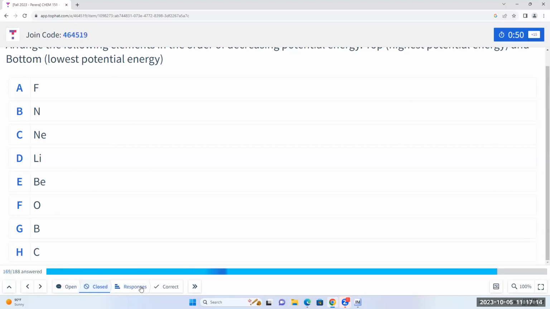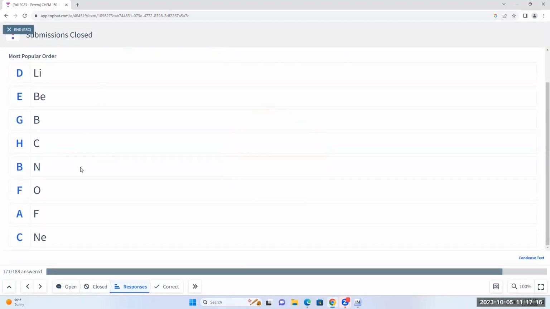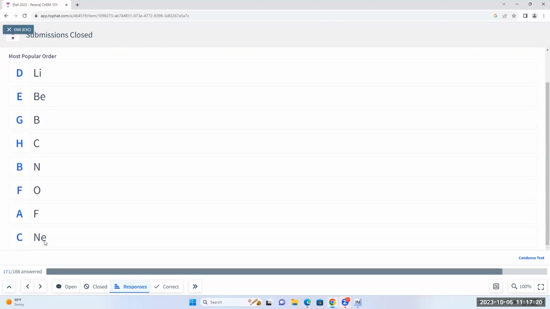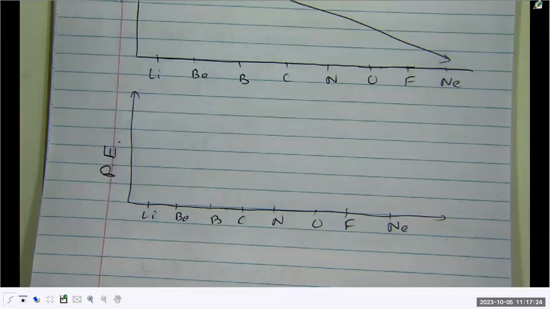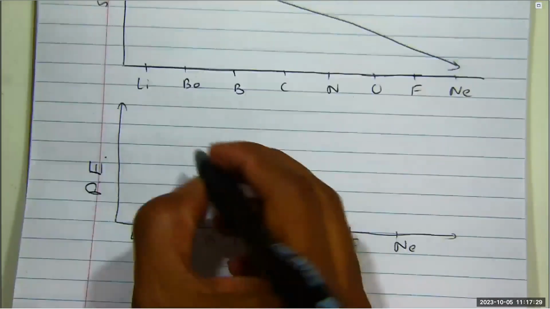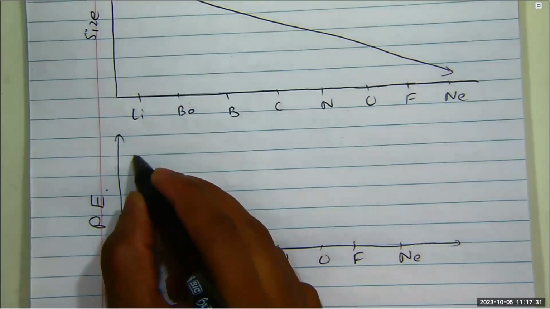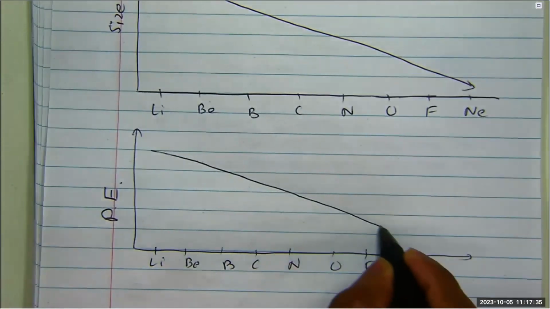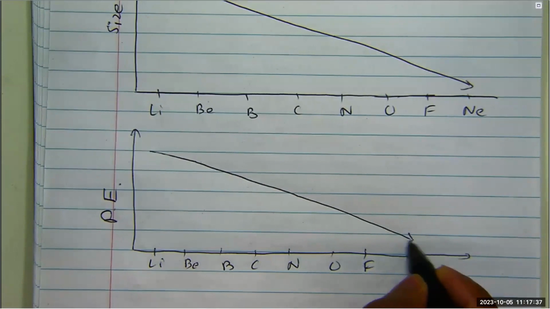All right. And then here are our responses. Okay. So most of us said lithium has the highest potential energy and neon has the lowest potential energy. In other words, if we go back to our notes here, from lithium to neon, the potential energy decreases. It's not necessarily linear, but for the first approximation, we know it decreases.